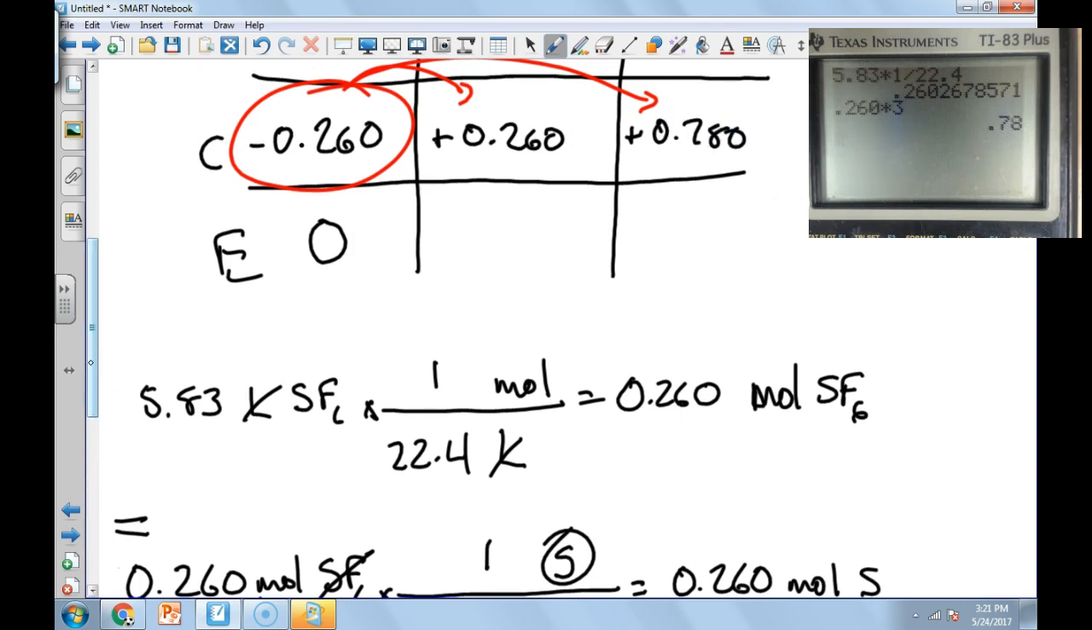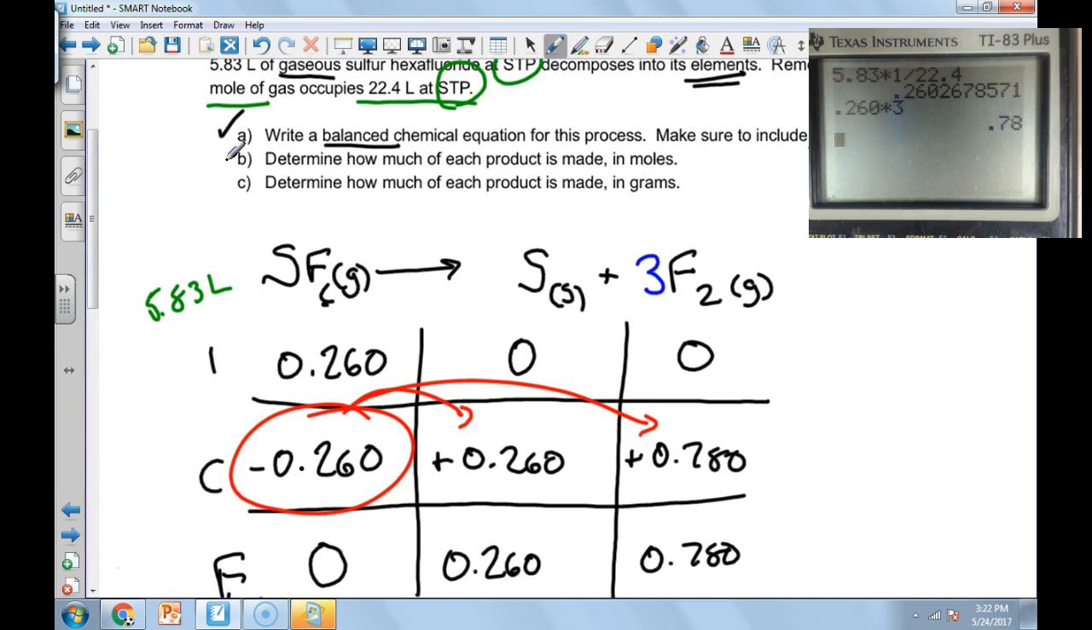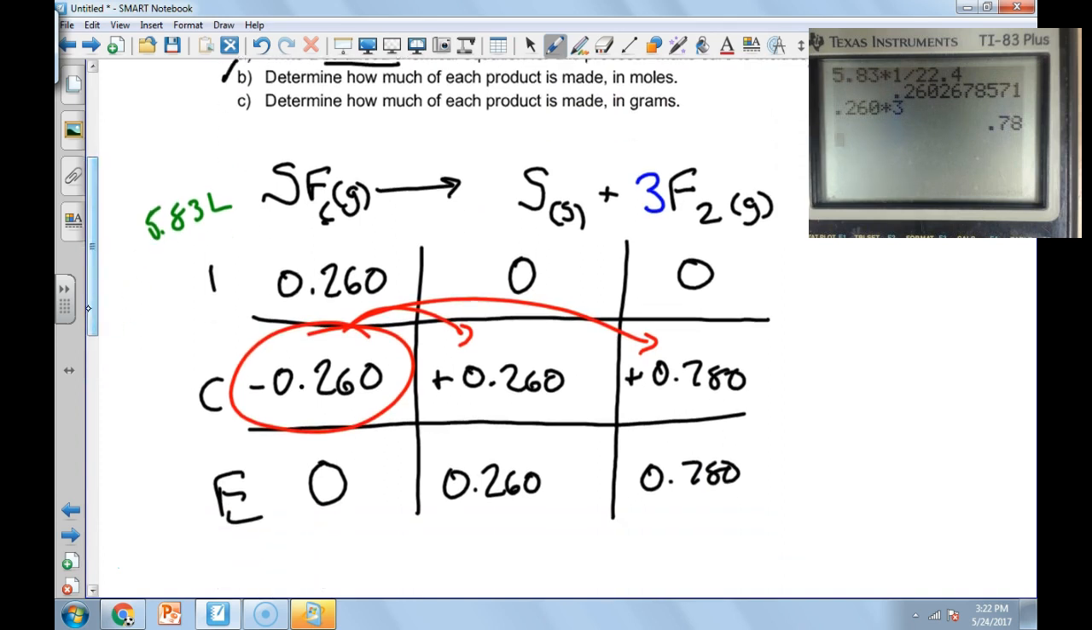0.780 moles of F2. Again, we don't have to write units because we know that stoichiometry ICE charts are written using moles as the unit. So now 0 plus this, fill this out, this becomes fairly straightforward at this point, and 0.780. And now the good thing is we've done part B. So now let's look at part C.